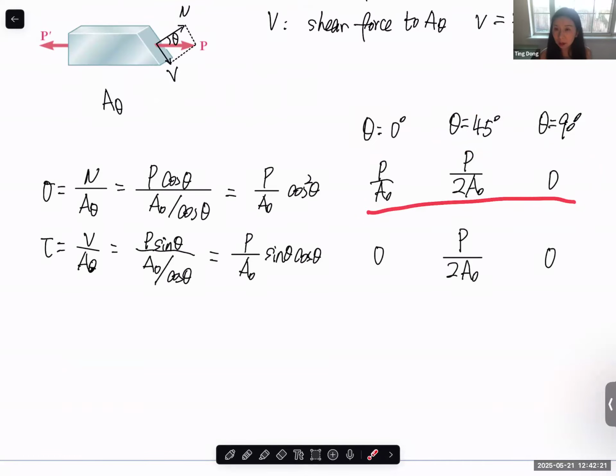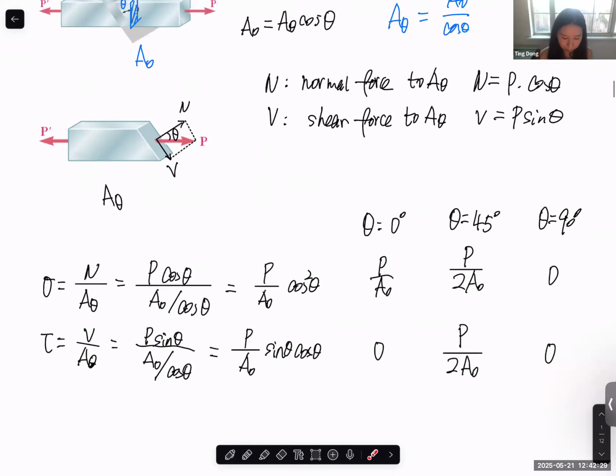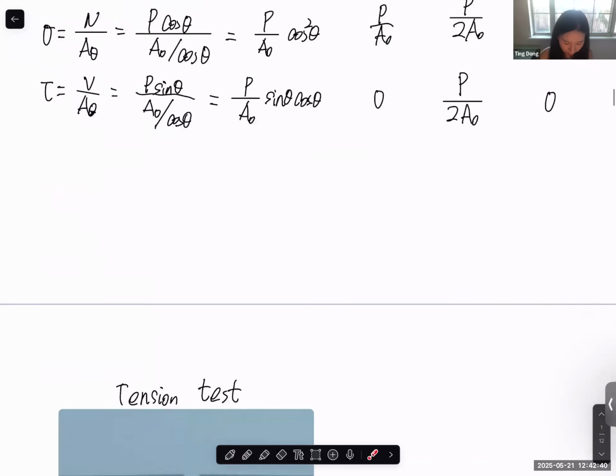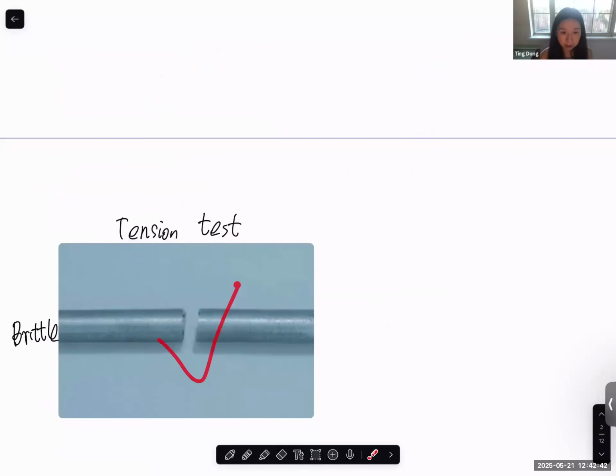And you will see that when you're rotating the plane, the maximum normal stress happens when theta equals 0, which means the plane is perpendicular to the axial direction. That's why for that brittle material, it failed like this. This plane is perpendicular to the axial direction.